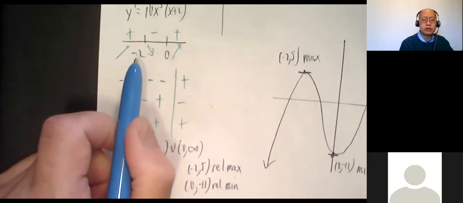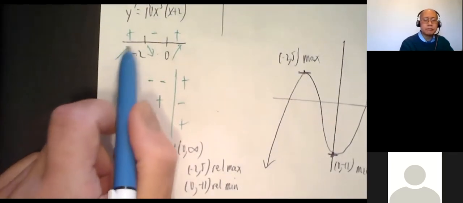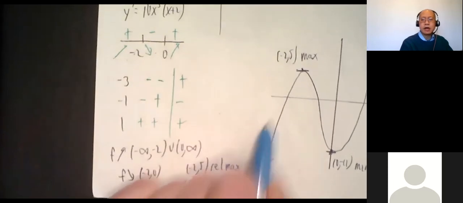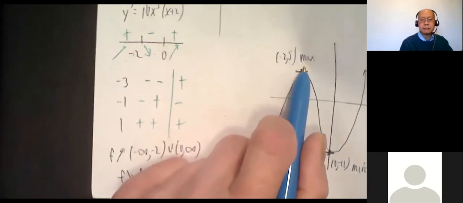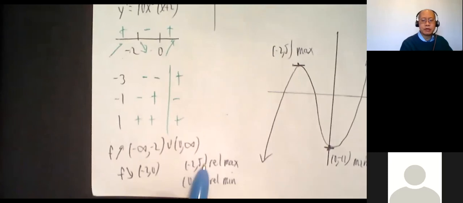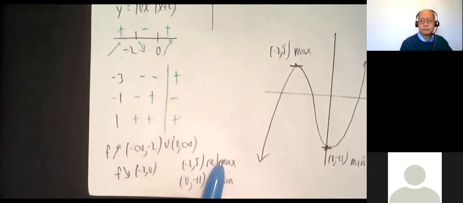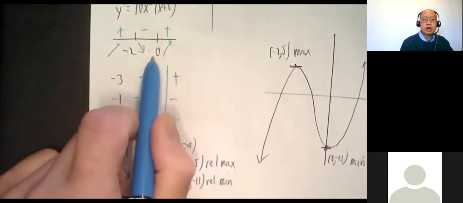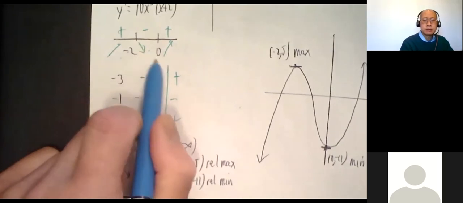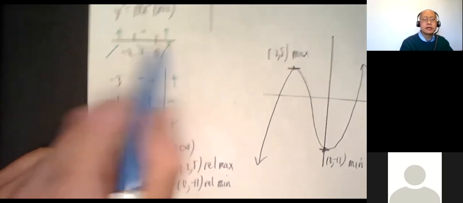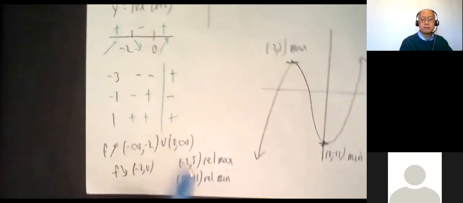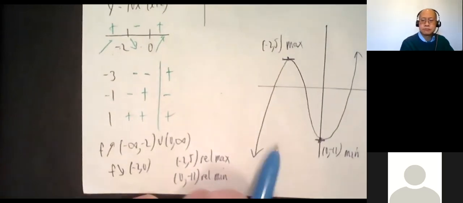All right, what's true at negative 2? The roller coaster goes up, down: maximum. Negative 2, 5 is a relative max. 0 comma negative 11: decreasing, increasing. The ride goes down, then it goes up, relative minimum.